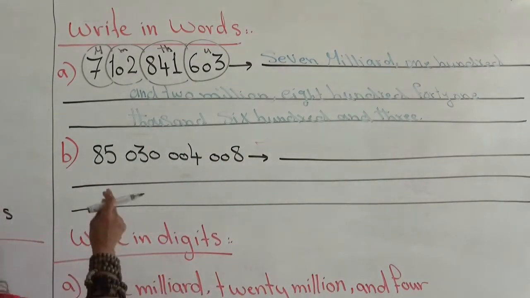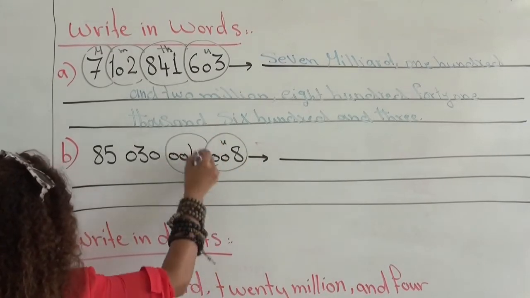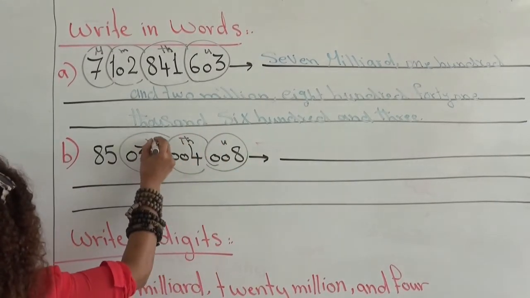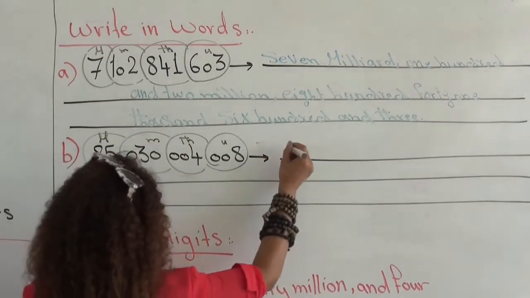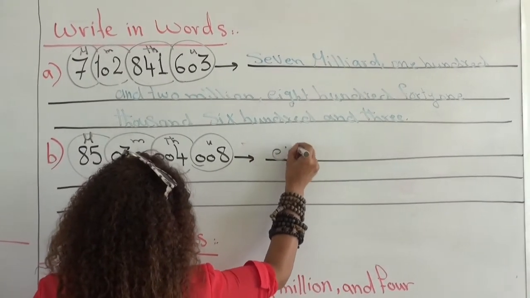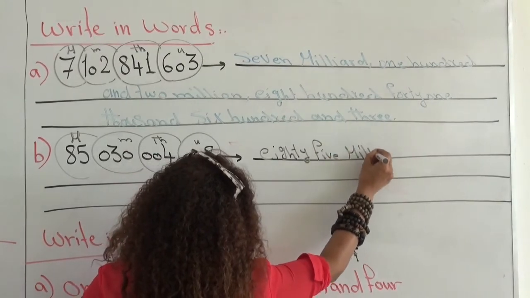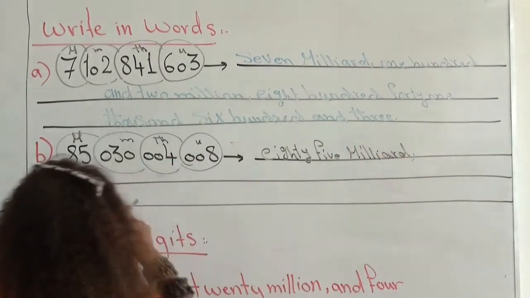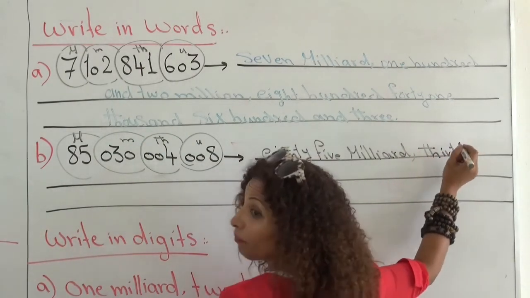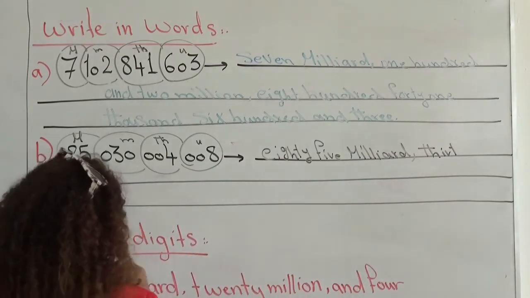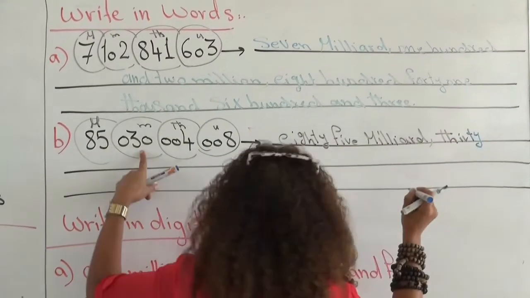Okay, in the second example, I will divide the families also. This is the units, this is the thousand, this is the million, and this is the milliard. So it will be 85 milliard, comma, 30 million.